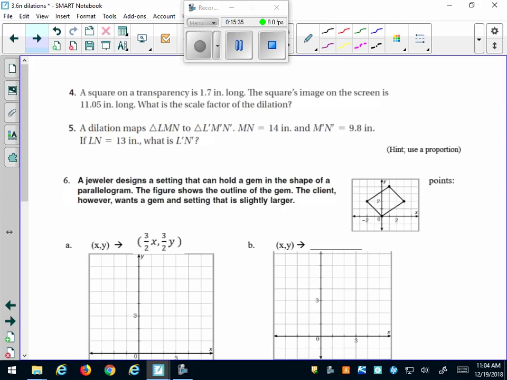So it's a dilation. We're trying to find the scale factor. Again, think new over old. So what's the new image? 11.05. And the old, 1.7. So in this case, we're just going to divide because we're trying to find the scale factor. So 11.05 divided by 1.7 is 6.5, okay. Oops, not inches. 6.5 is the scale factor. So the image gets 6.5 times larger.